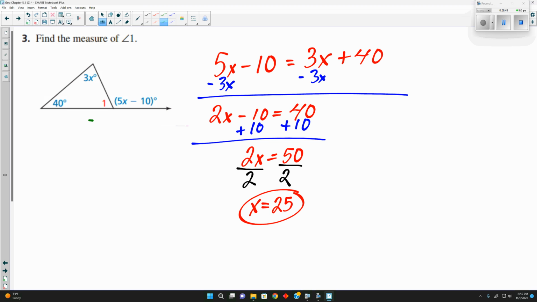So we could say 5 times 25 minus 10. Well, 5 times 25 is kind of nice because we can relate it to quarters. If you have 5 quarters, how much do you have? $1.25. So here it'd just be 125 minus 10 is? And at this point here, we can subtract 115 from?